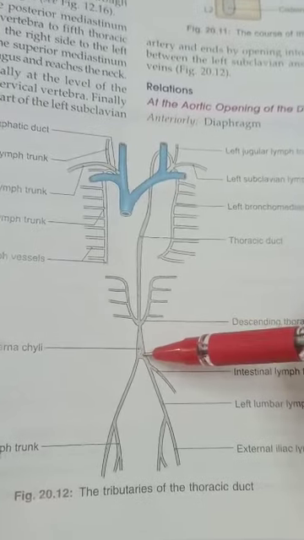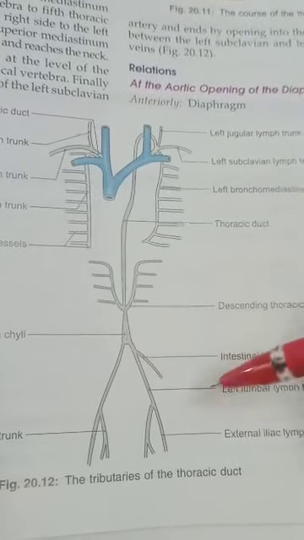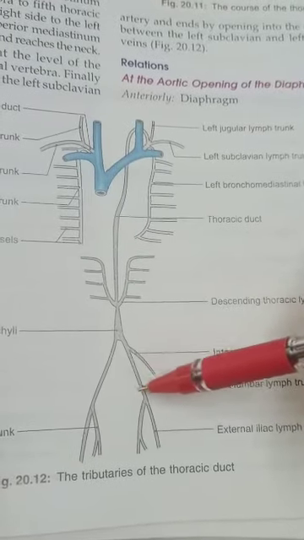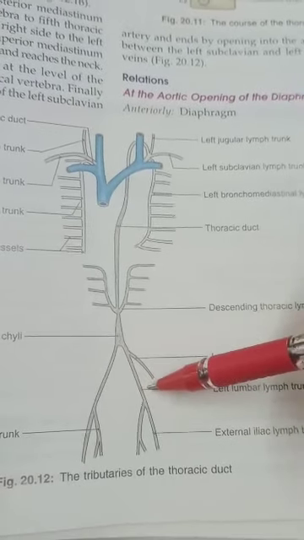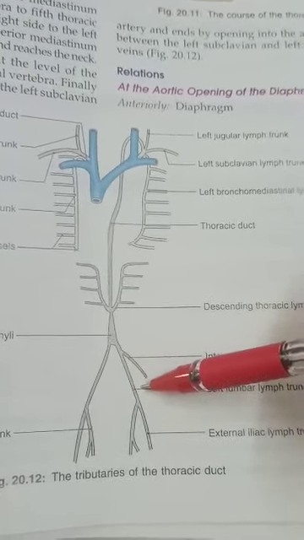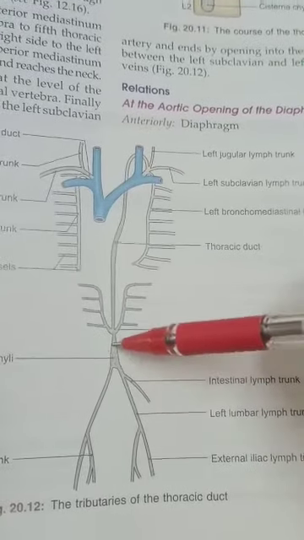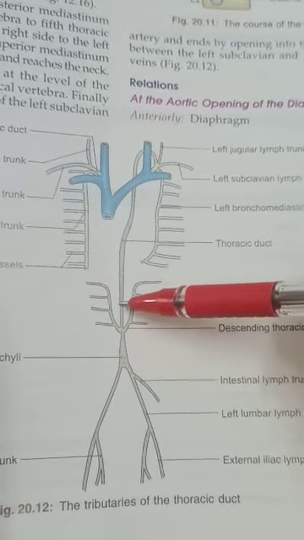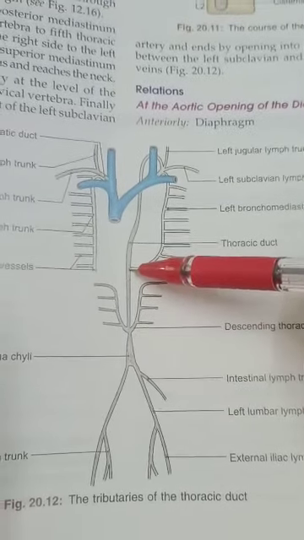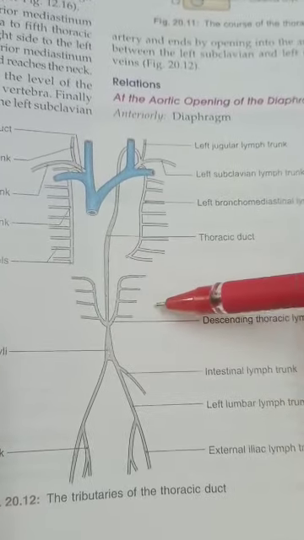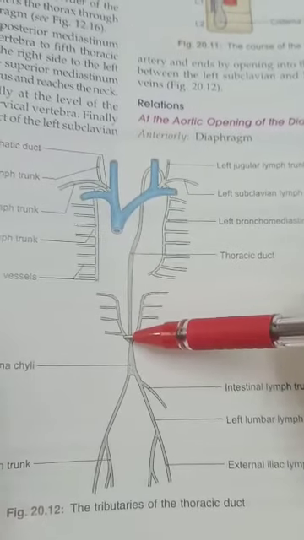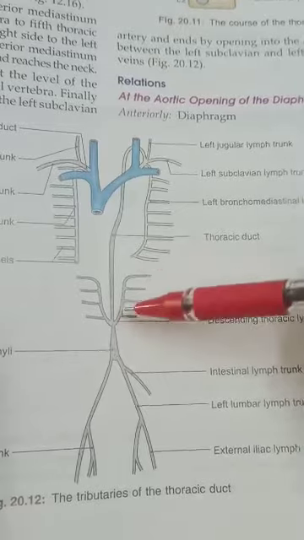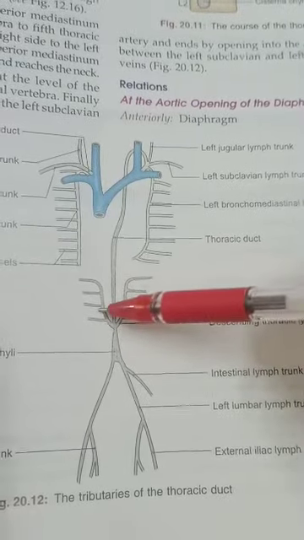The cisterna chyli is formed by the joining of the right and left lumbar lymph trunk. Right and left lumbar lymph trunk joined together to form the cisterna chyli, and the upper end of the cisterna chyli becomes the thoracic duct. Okay. And here at the starting point, the descending thoracic lymph trunk can be seen. Descending thoracic lymph trunk.